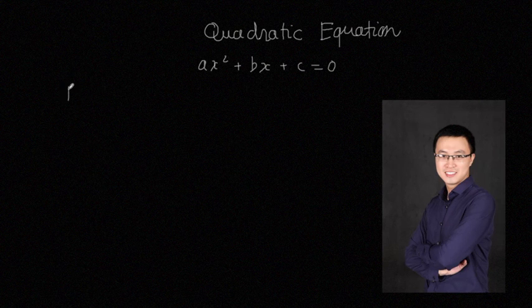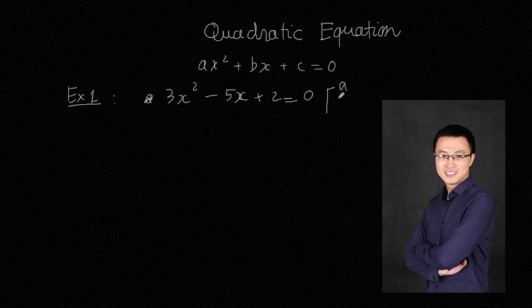For example, you have example 1 here. I can have 3x squared minus 5x plus 2 equals 0. Okay, the first step, I think you have to identify a, b and c to easily apply the formula. You get a is 3, the coefficient of x squared, and the coefficient of x here is minus 5. It means b equals minus 5 and c equals 2.